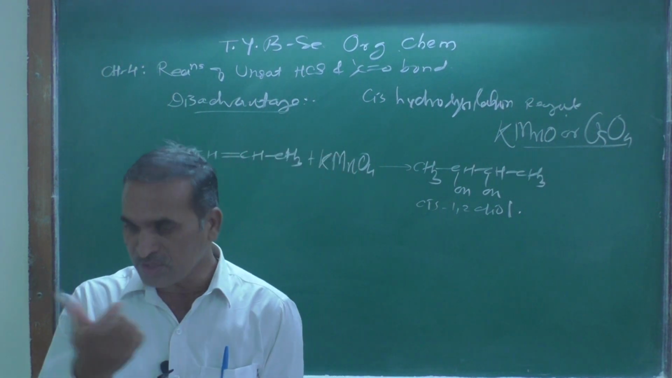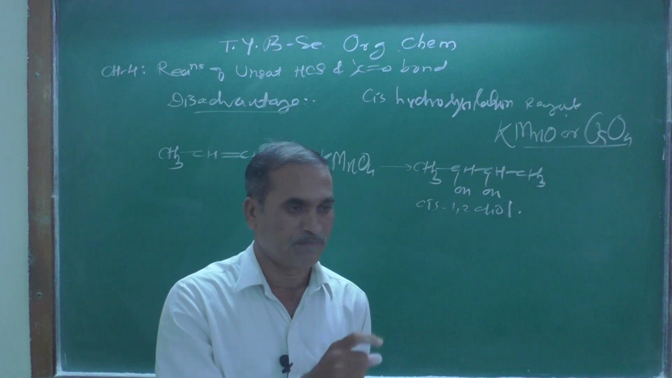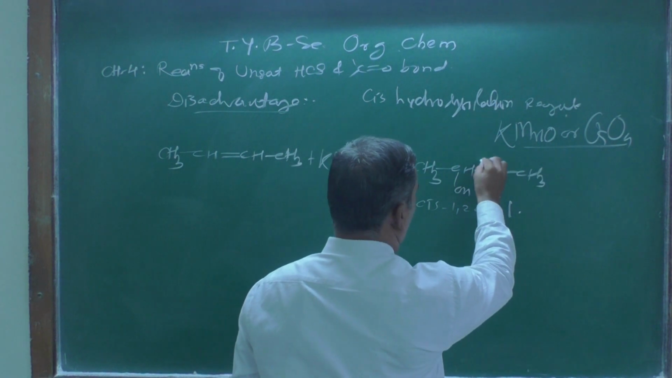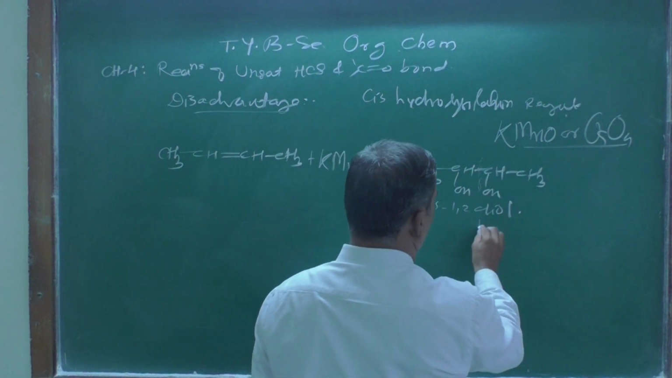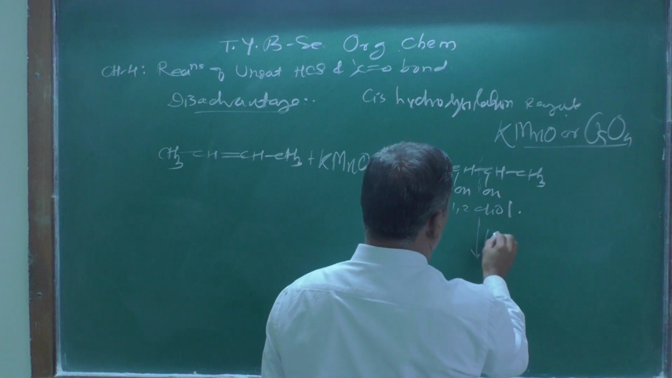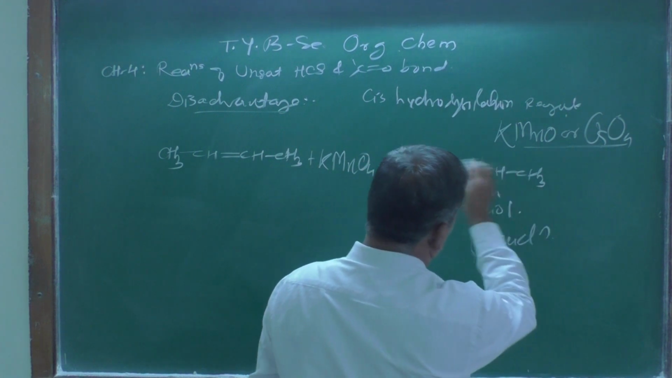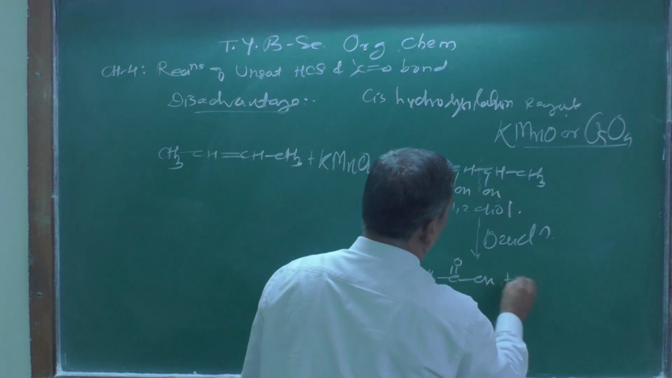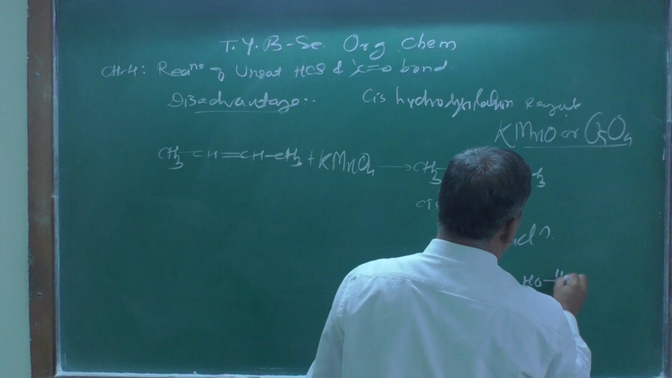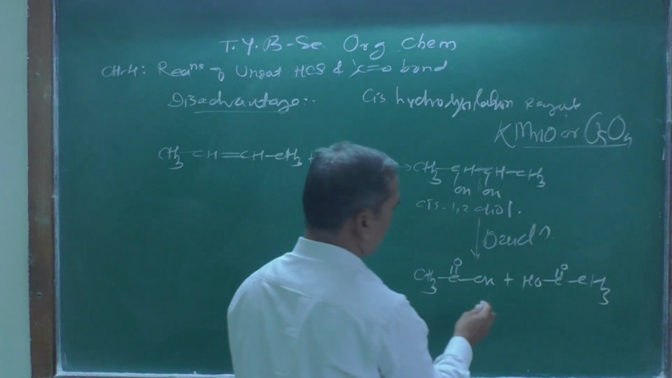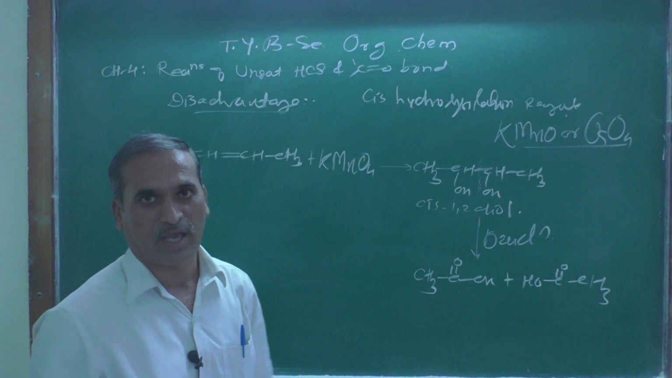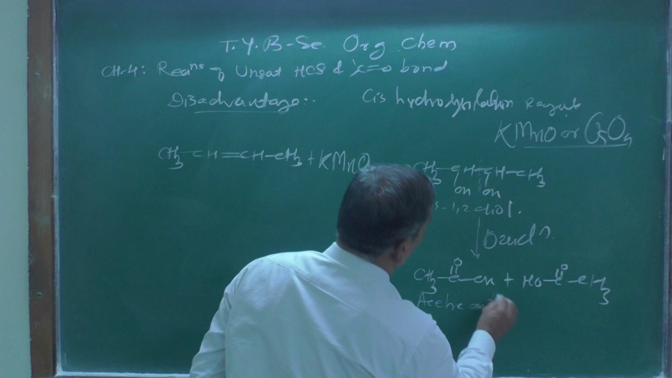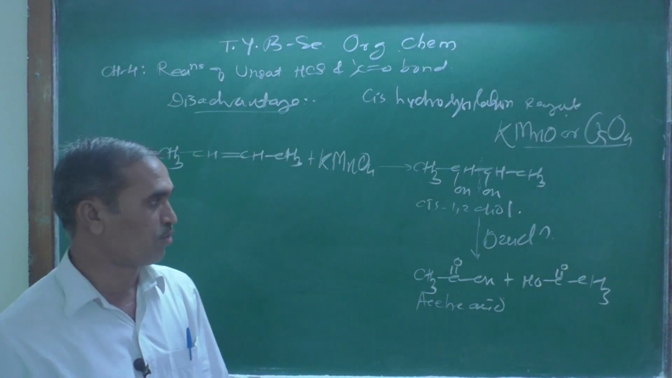This 1,2-diol is very difficult to isolate, because it further gets oxidized with this reagent. Oxidation takes place over here, and on further oxidation it produces CH3COOH plus HOOC CH3. The resulting compound which we are getting is acetic acid, or ethanoic acid in IUPAC.